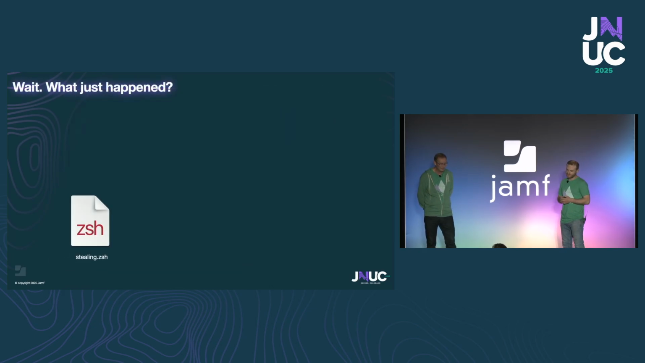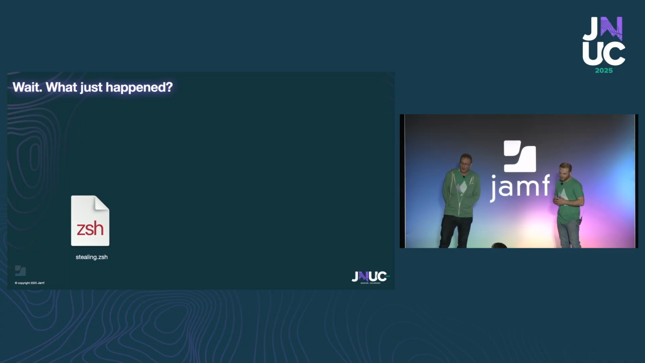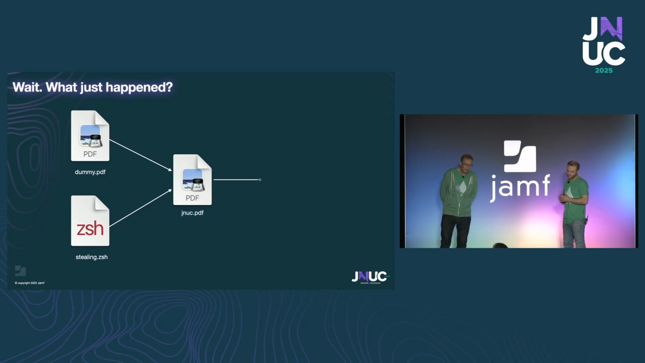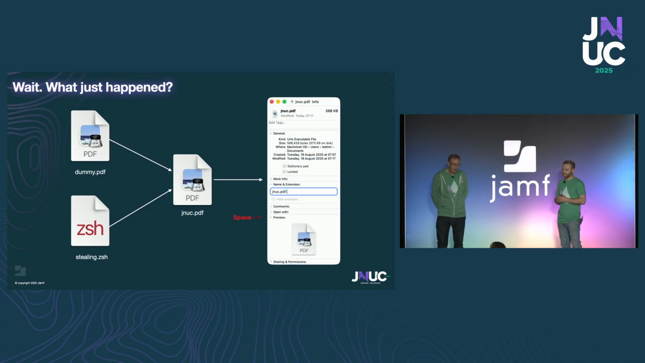So, what happened? Well, the bad guys created a script to exfiltrate files. Now, of course, they wouldn't be advertising the fact that this was happening. To achieve this, they modified the script to look like a PDF. Then they modified the file extension by adding a space at the end of the .pdf file extension. This causes macOS to execute the script when the file is opened.